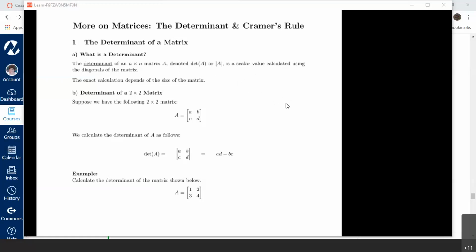So calculating the determinant, now we said it's a scalar value. For your purposes, just say this is not a matrix. Not a matrix, but a number.